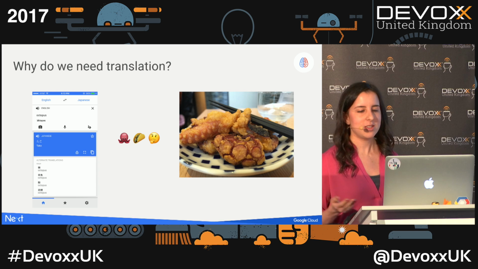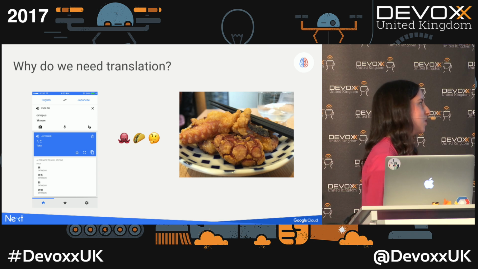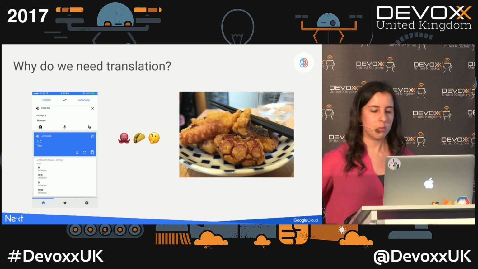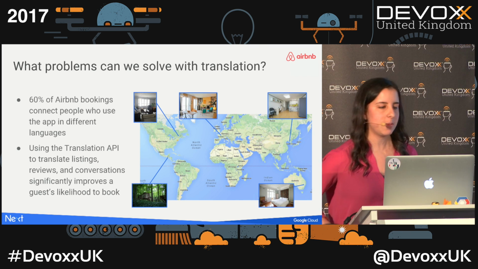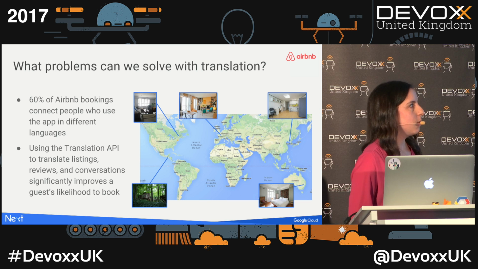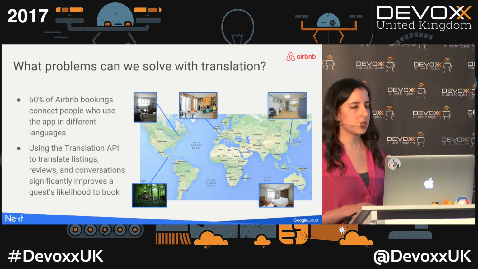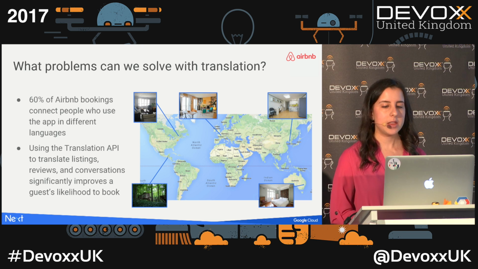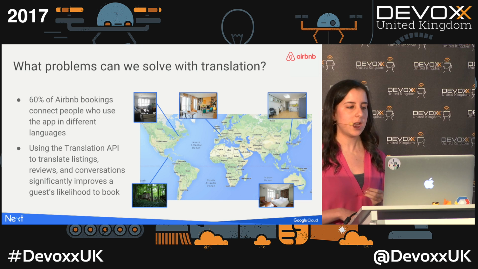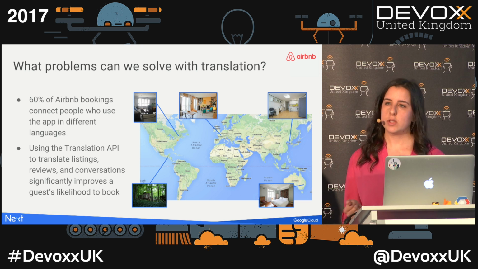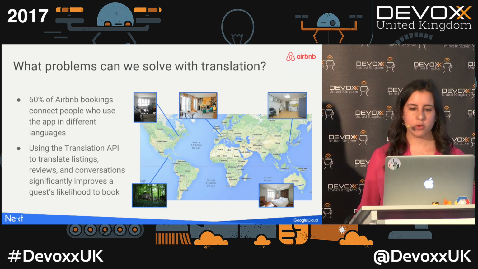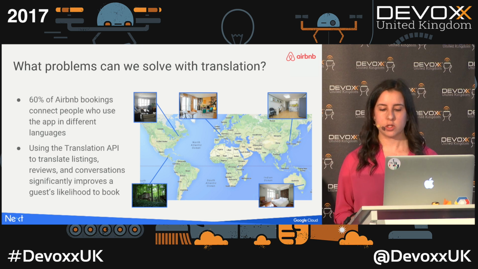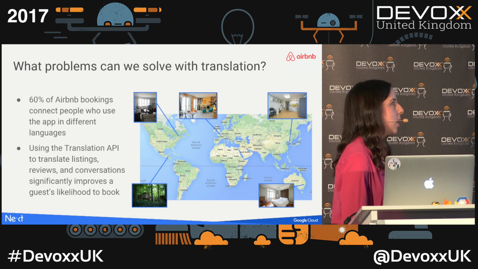But you probably want to use it to translate more than just the word for octopus. You probably want to translate lots of things in your application. And one company that's using Google's Translation API to do this is Airbnb. And what you might not know is that 60% of the bookings occur between people that use the app in different languages. And they were able to use the Translation API to translate not only their listings, but reviews and conversations to improve a guest's likelihood to book. And they found that using the API to do this greatly improved people's experience throughout the application.